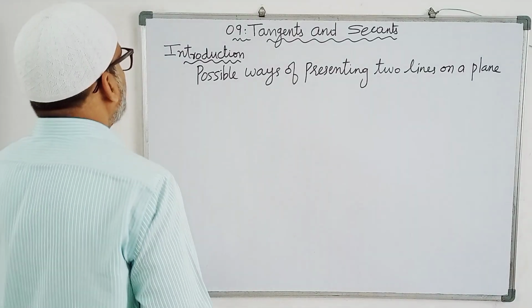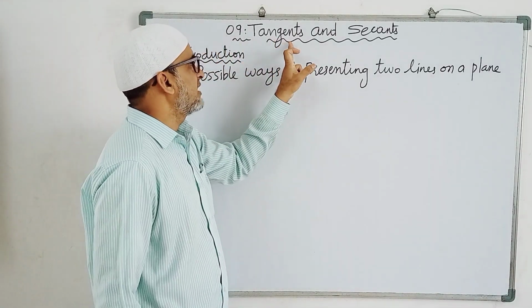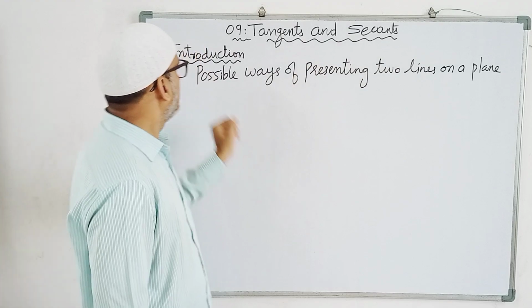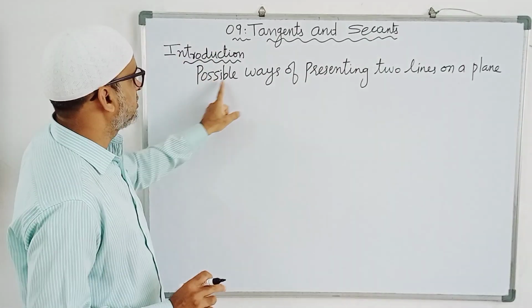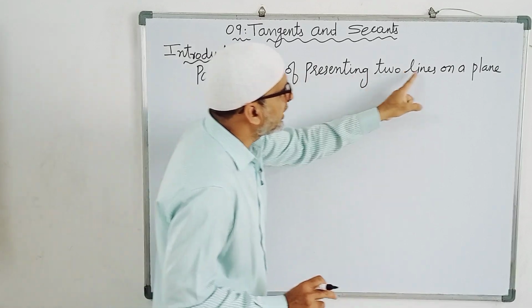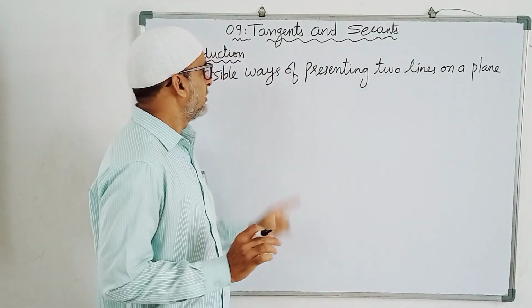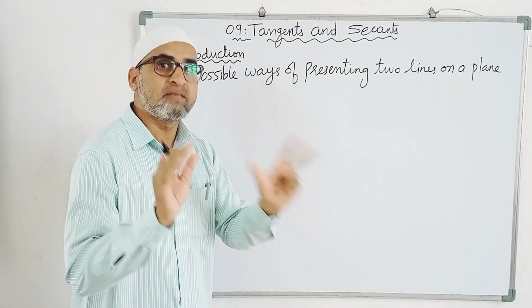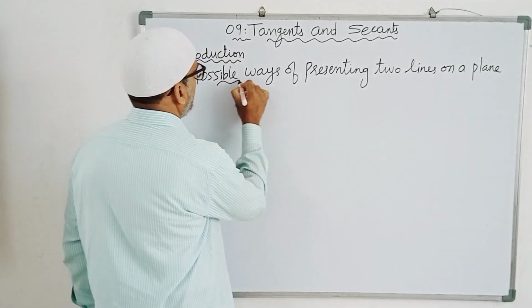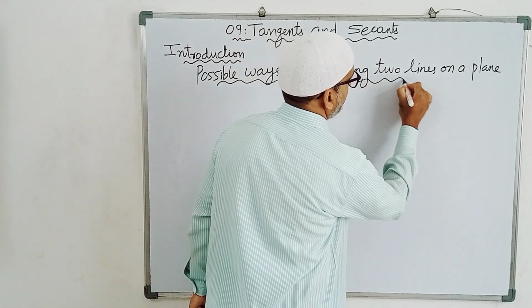Okay, students, new chapter for you, the ninth chapter, that is tangents and secants. Here, I am giving the introduction. Previously we studied the possible ways of presenting two lines on a plane. Means what? If I give two lines to you, what are the possible ways you can arrange the two lines? That is very important. We studied this in previous chapters also.